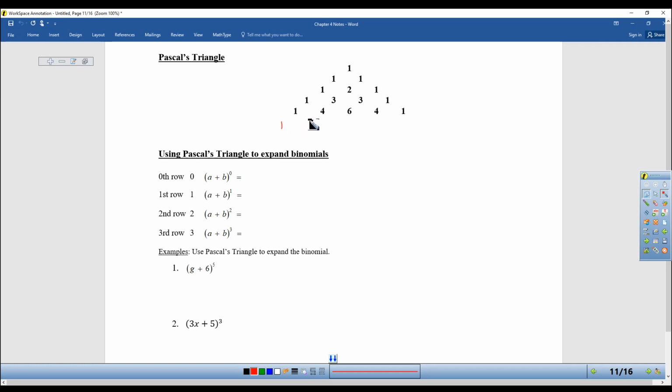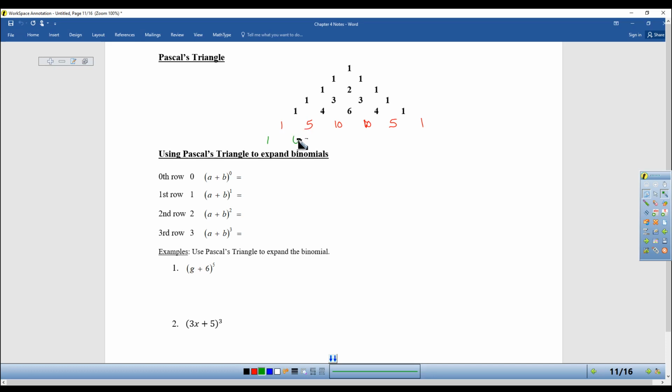I'll give you the next row. It's 1, 5, 10, 10, 5, and then 1. Did you figure it out? Okay, I'll do the last row for you and I will tell you the answer. So if you don't want to know yet, quick, turn off your video. It goes 1 and then you add the two numbers, and you write the number in between.